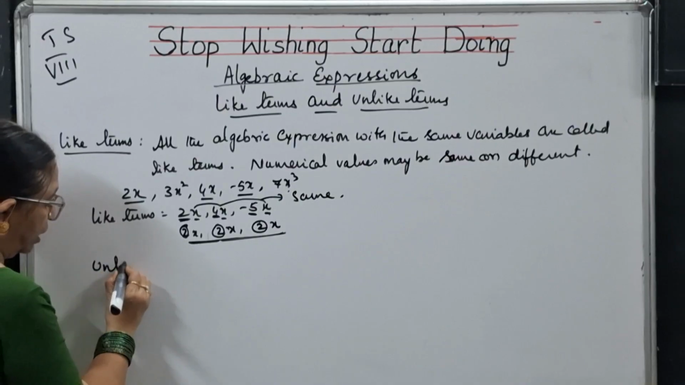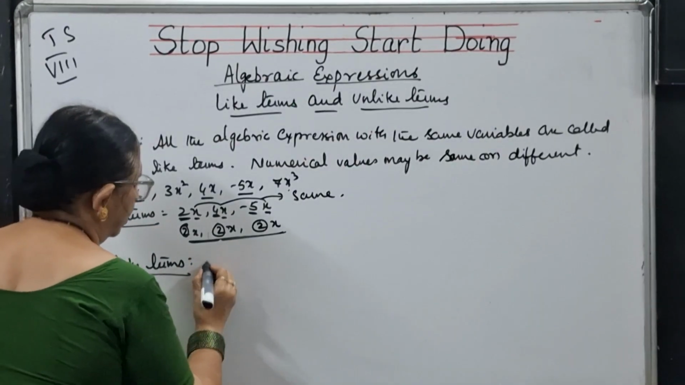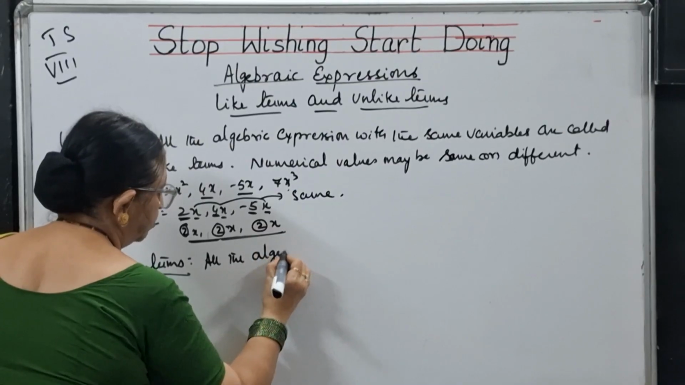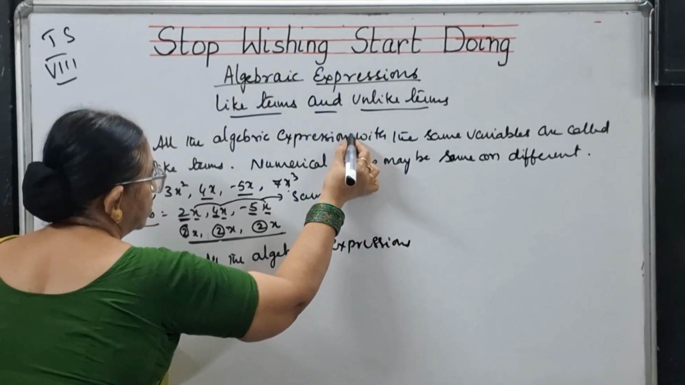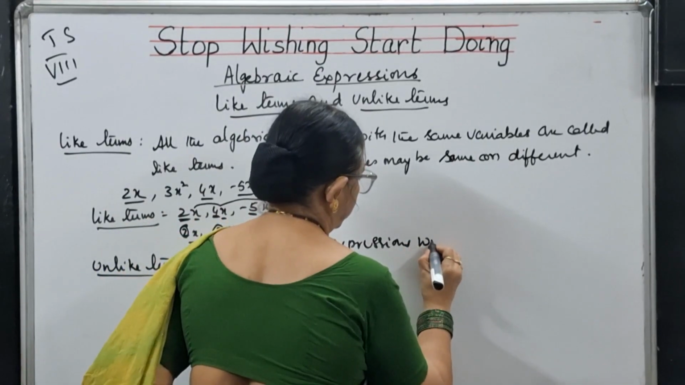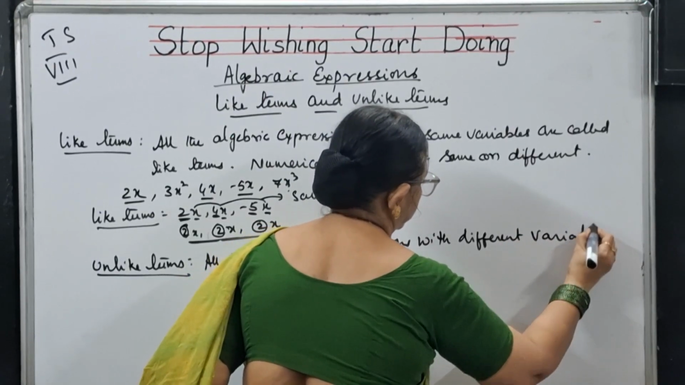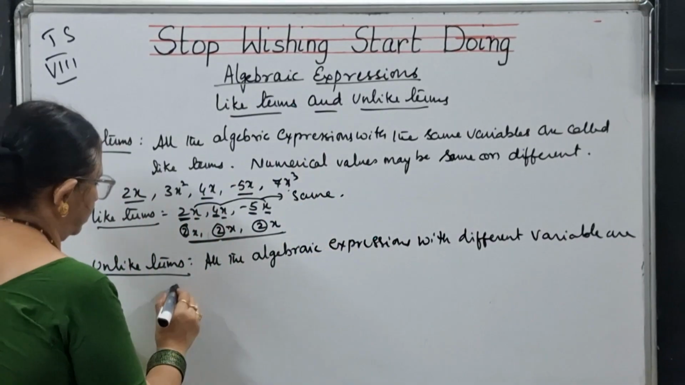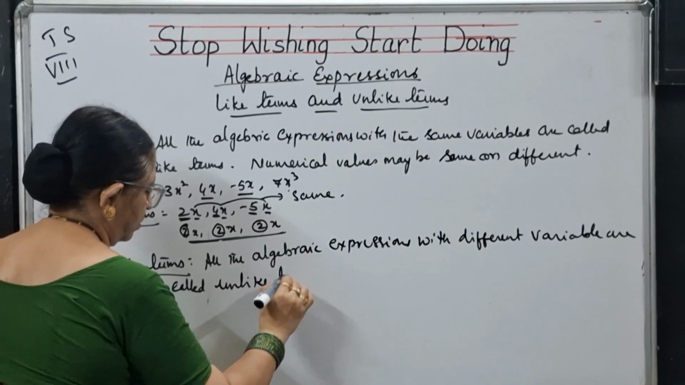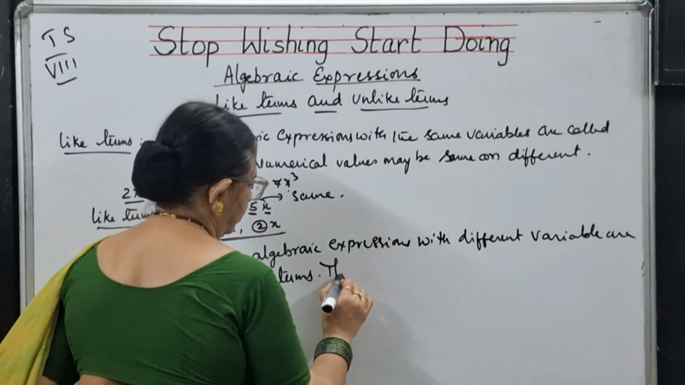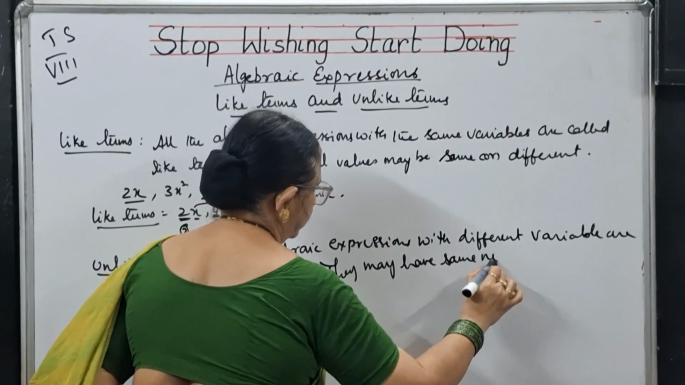Now if you talk about unlike terms, what are unlike terms? Unlike terms are all the algebraic expressions with different variables. They are called unlike terms. They may have the same numerals.